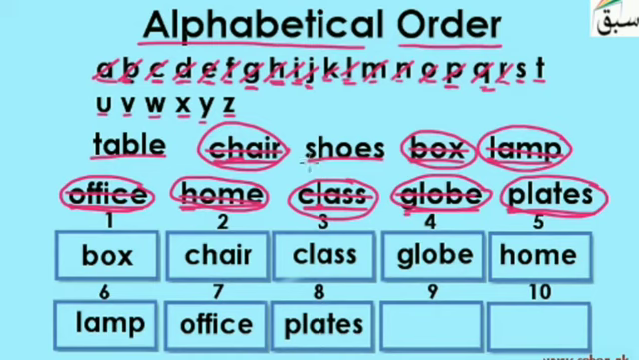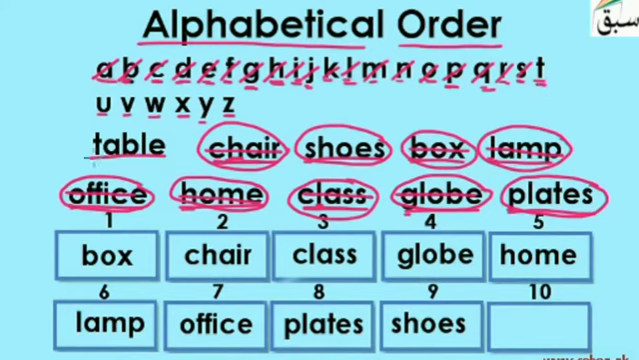Shoes begins with letter S. Now we will circle this word shoes. And where will we write? We will write in the next, 9th box. We are going to cut this letter. Now next comes T. Written here, table.